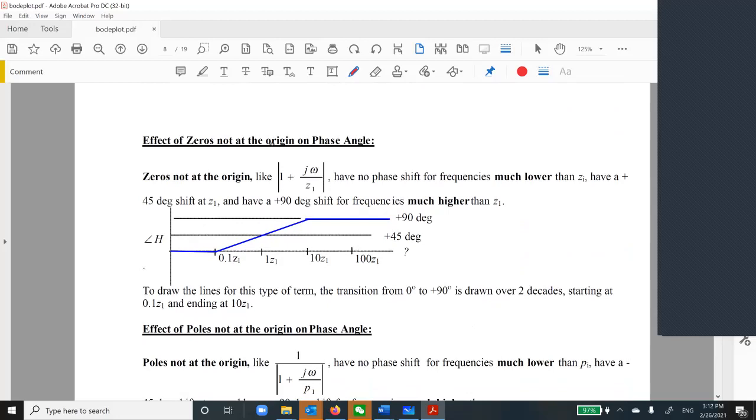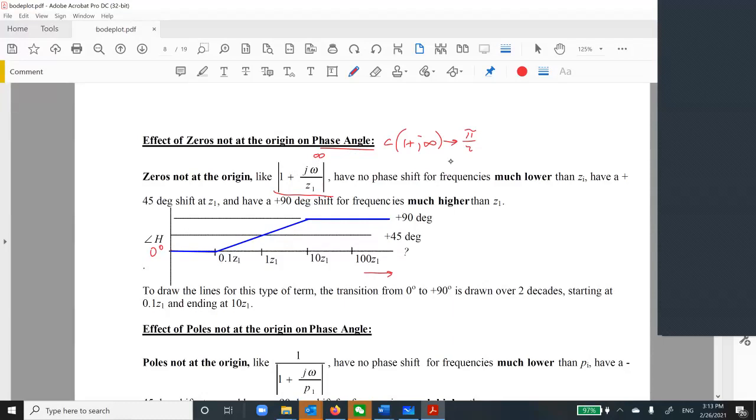If the zero is not at the origin, say for example you have a zero term like this in the standard form, when omega is very small, omega is 0, so it's a constant. So the phase initially is 0 degrees. But what is the angle of this one when omega is infinity? Basically 1 plus j infinity. When omega is very big, then it will be 90.